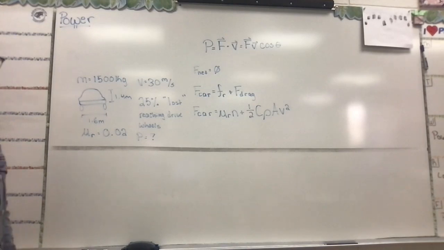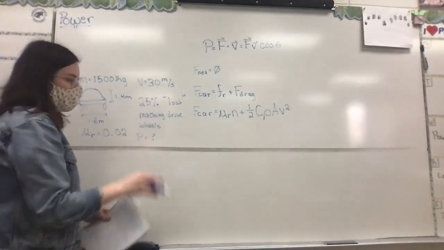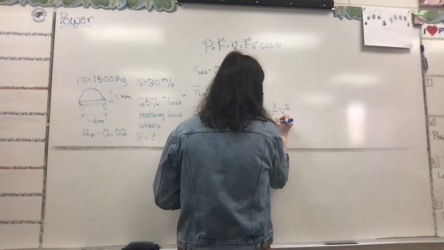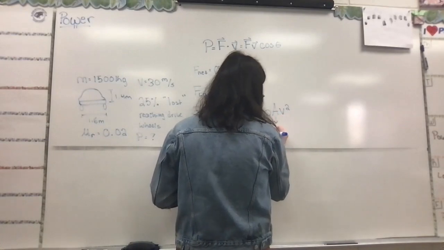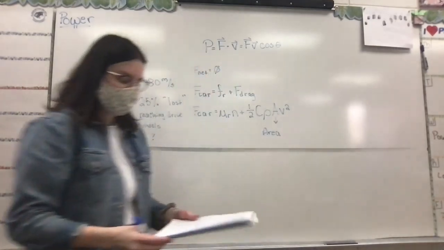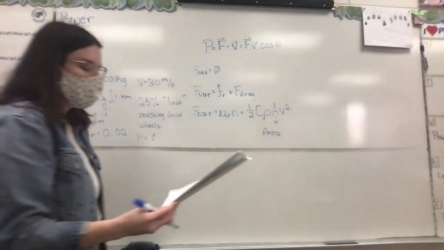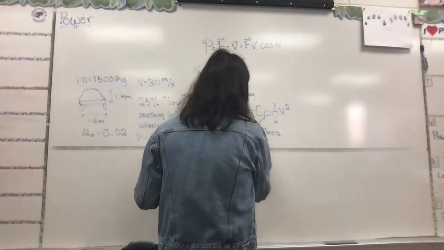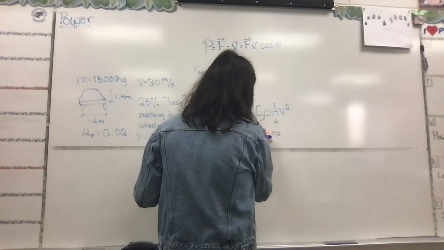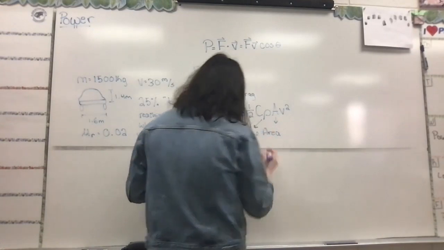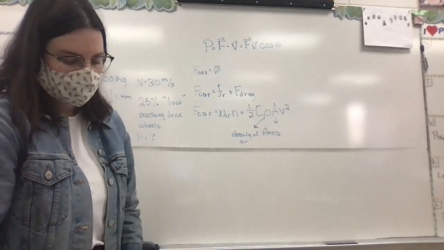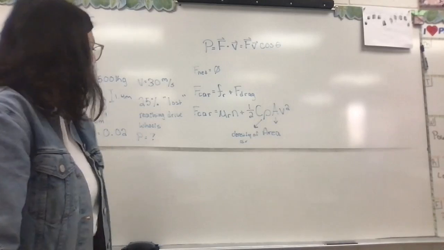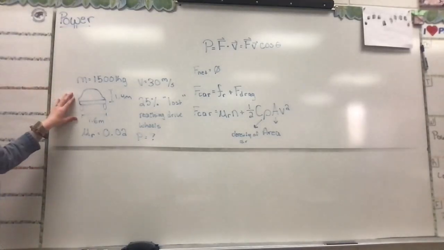Okay, but thankfully, this stuff is pretty easy to find. The A, for instance, what do you think the A stands for? Area. Okay. Rho is going to be a constant for the density of air. A is referring to the area we're going to get from the front of the car. Okay.